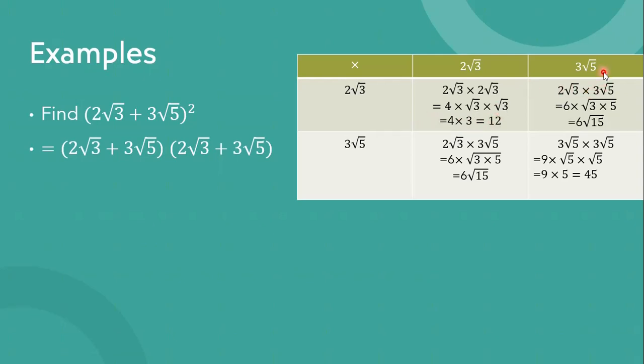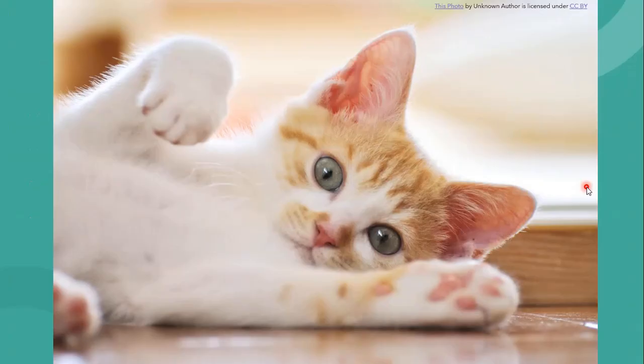2 root 3 times 3 root 5, and it's the same in both these boxes, so I'm only going to go over it once. 2 times 3 gives 6, and we have root of 3 times 5 from these two. So that's 6 root 15. Then here, 3 root 5 times 3 root 5, that's 9 times root 5 times root 5, which is 9 times 5, which is 45. So let's write that out. We can add the 12 and 45 together and the two 6 root 15s to get this. And that is the answer.